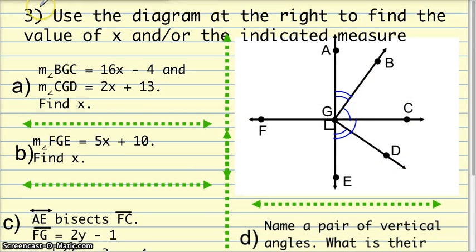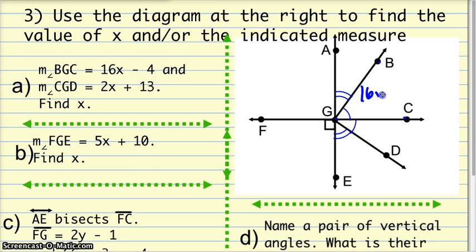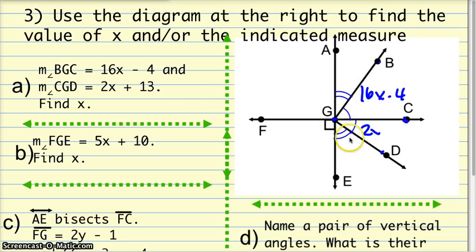Couple more. It says use the diagram at the right. So it says angle BGC. So that's the 16x minus 4. CGD is 2x plus 13. Looking at these curves, that's whoever drew the diagram, me, telling you that those two things are the same. So in your equation, go ahead and set them equal.